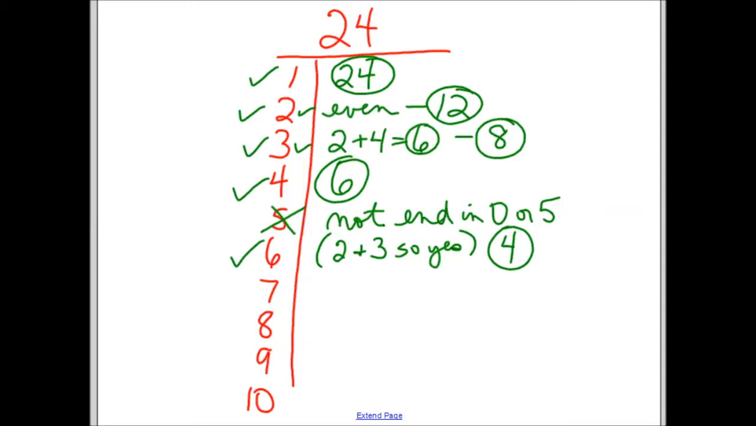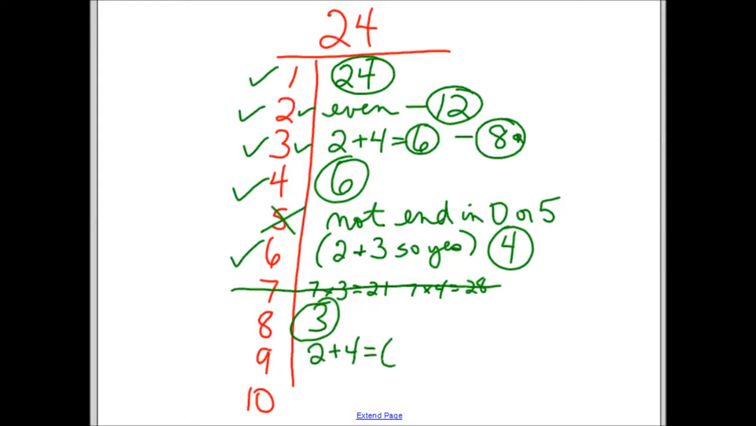7 is not a factor. I would just go through my math facts for that. 7 times 3 is 21. And 7 times 4 is 28. So no, that is not a factor at all. 8, I know from 3 up here is a factor, so I will say 8 and 3 go together. 9, well, let's look. 2 plus 4 adds up to 6, and you cannot divide that by 9, so it is not a factor. And 10, it does not end in 0, so 10 is also not a factor.